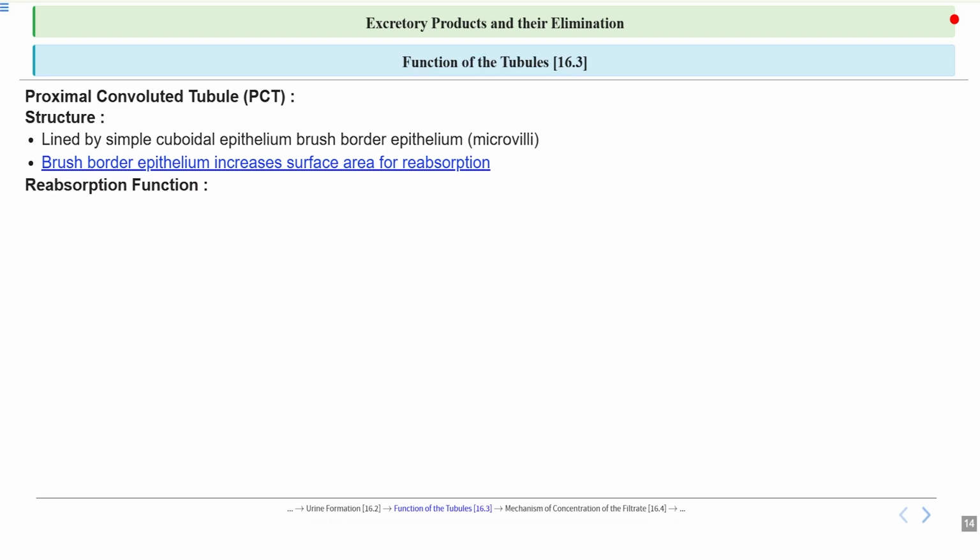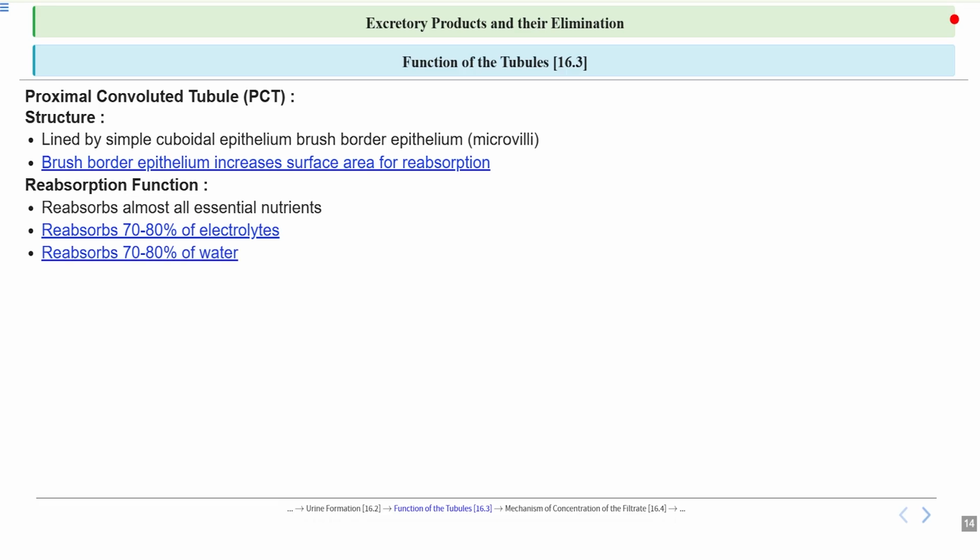Now let's move on to the reabsorption function of the PCT. This is where the PCT really gets to work, taking back important substances from the filtrate. The PCT reabsorbs almost all essential nutrients such as glucose and amino acids. It also reabsorbs about 70 to 80% of electrolytes like sodium and potassium. So these are crucial for maintaining the body's fluid balance and for nerve and muscle function.